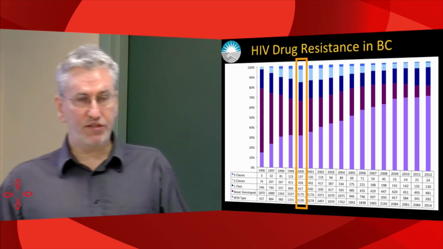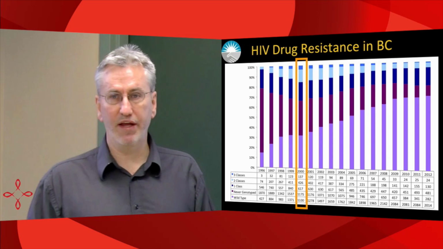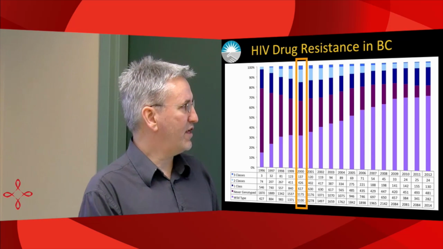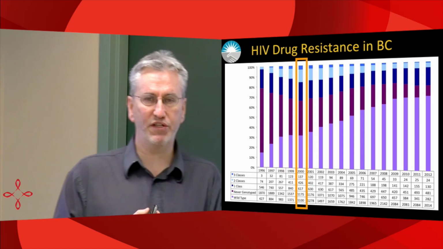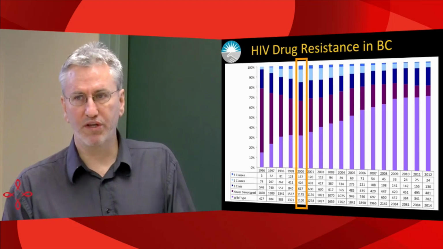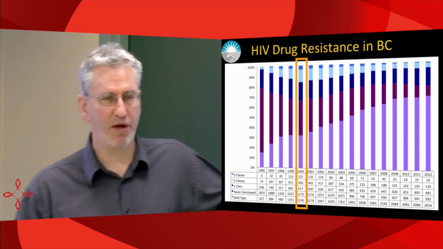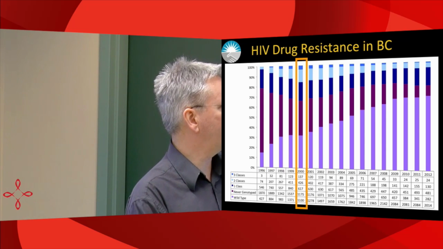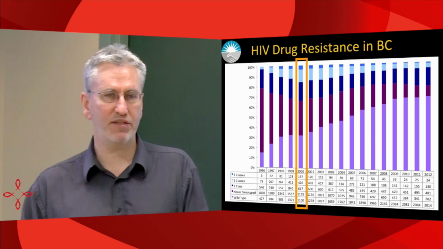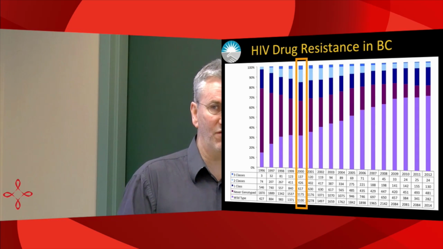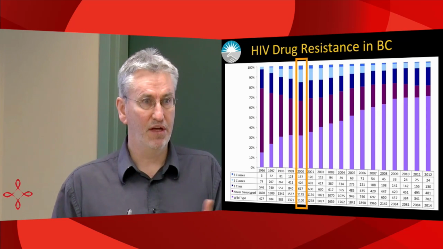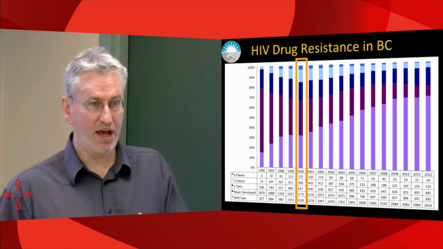But just to give you a picture of what's happened in British Columbia over the years as we introduced therapy, in the early days, say around 2000, about 30% of the population that we did our test on was untreated. So they were all wild type. But of the treated population that we had, roughly a third of them had resistance to one drug class, roughly a third of them had resistance to two drug classes, and about 10 or 20% of them had resistance to three drug classes. We only had three drug classes.